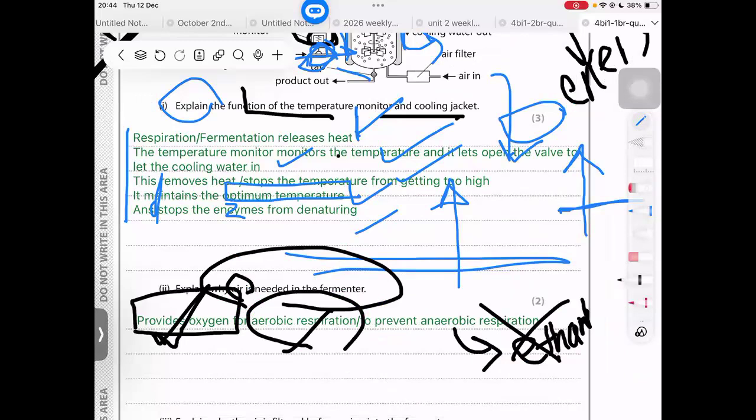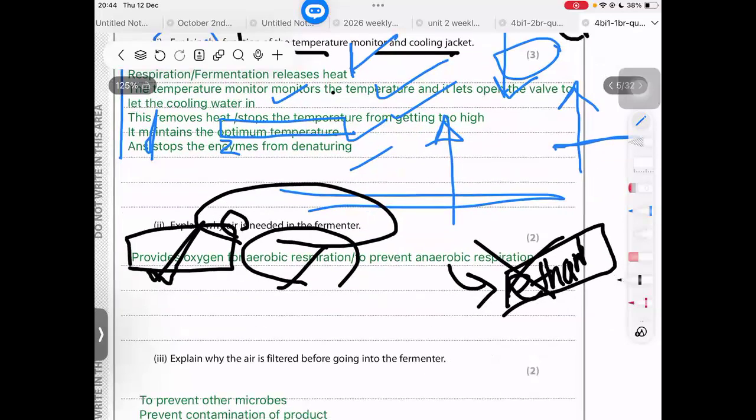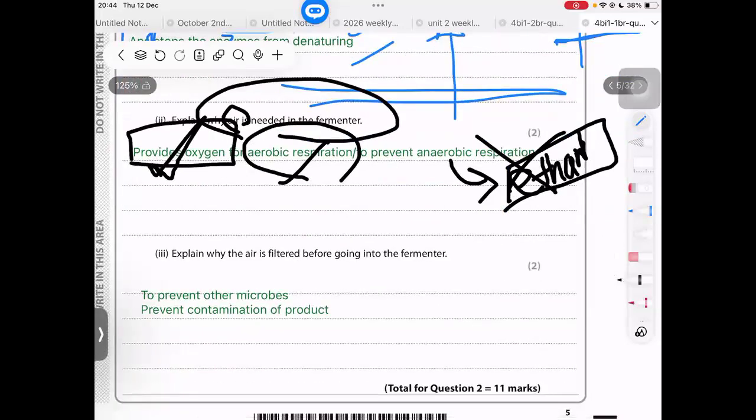Some fermenters might need the yeast to carry out anaerobic respiration in order to produce ethanol. Why? To produce alcoholic drinks, right? It depends on the purpose. For some purposes, they might let the air in. For some purposes, they might not let the air in to that particular fermenter. So if you have written the 2 points, you can get 2 marks.